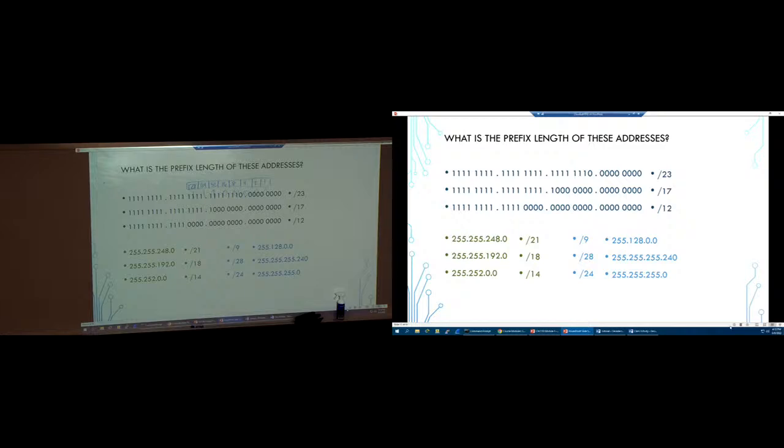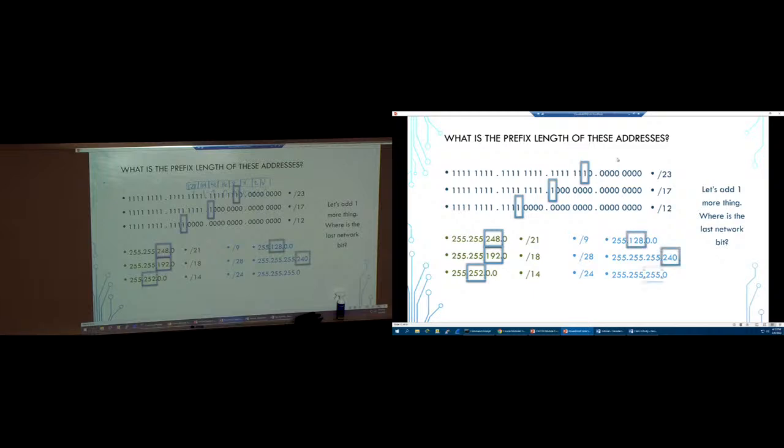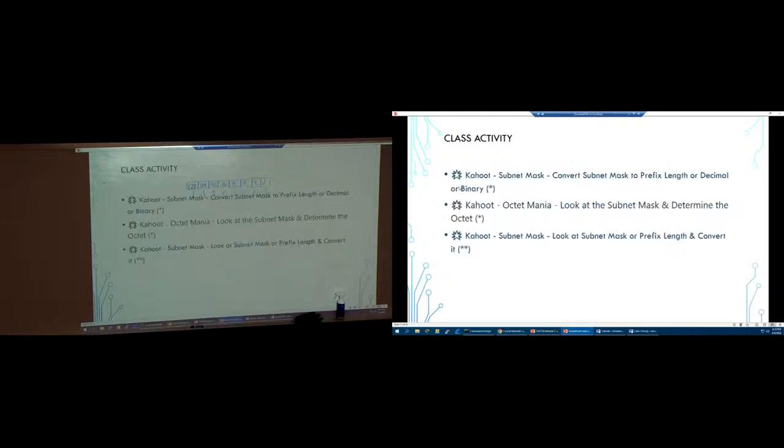And what's special about the last one? It's on the octet boundary. Okay. Everyone got it? See if I missed anything. We already did that. All right.